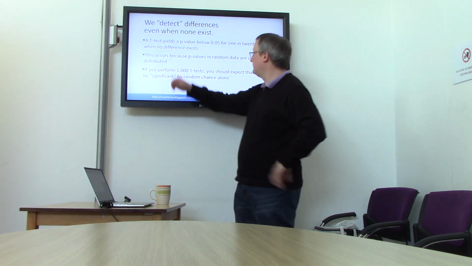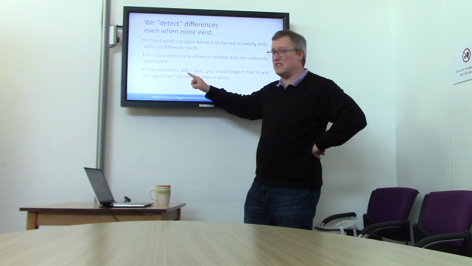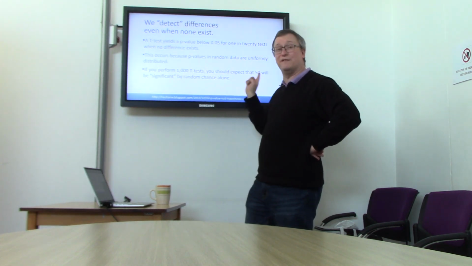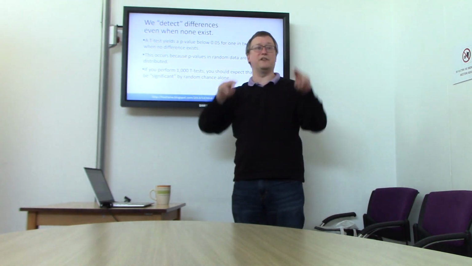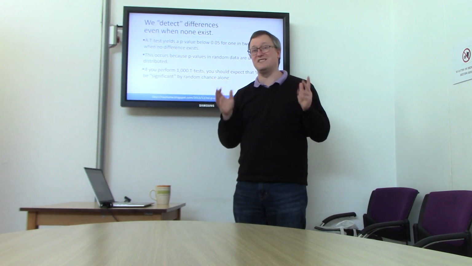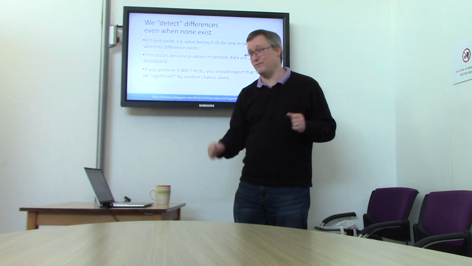So that's a problem. If you perform 1,000 T-tests, 1,000 proteins, 1,000 genes, whatever you're doing, 1,000 metabolites for that matter, you should expect that 50 of them will be significant, which is to say less than 0.05, by random chance alone. It has nothing to do with biology, everything to do with random variation.